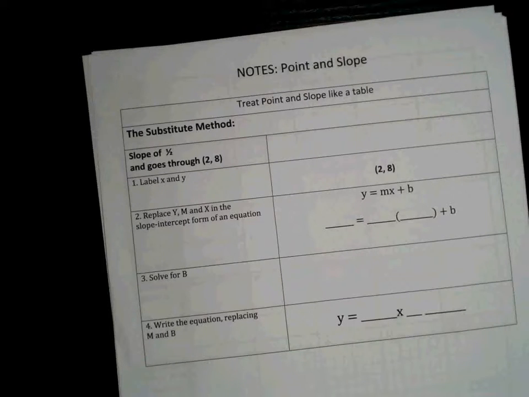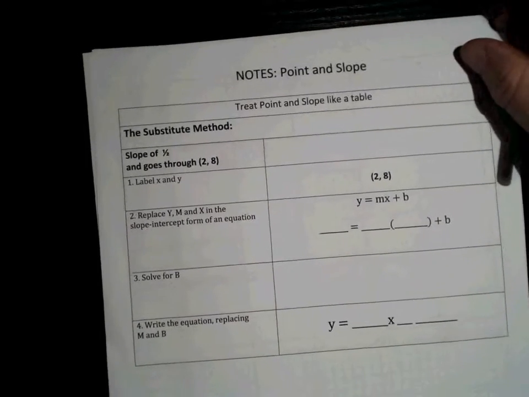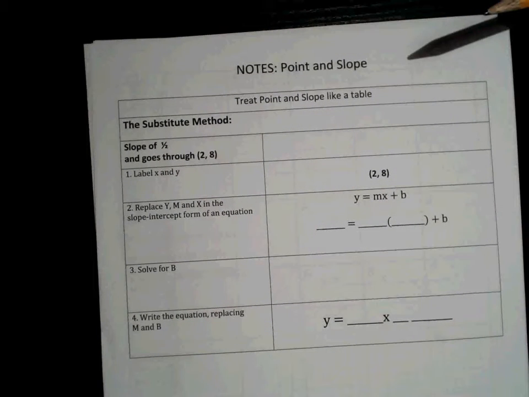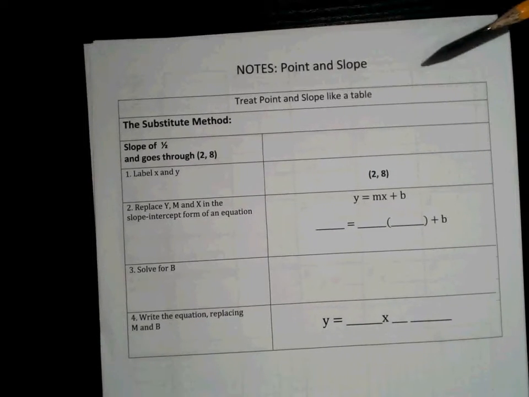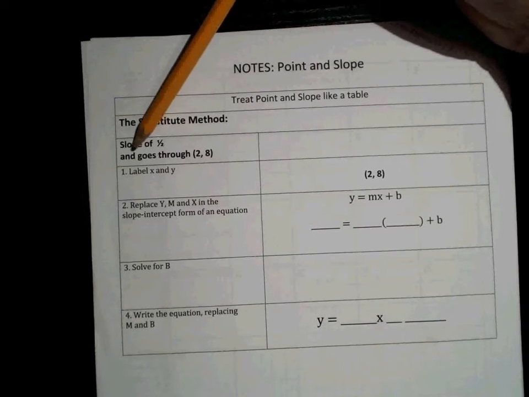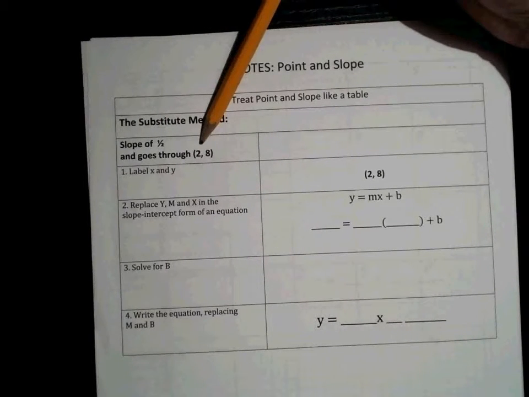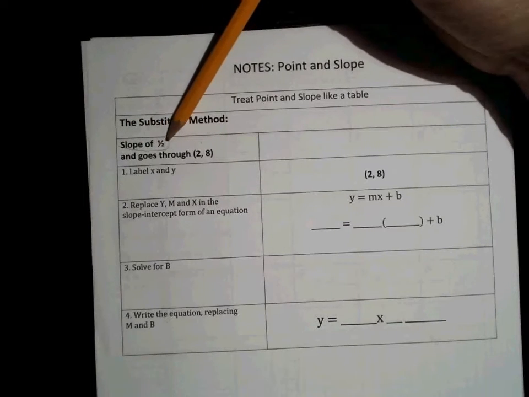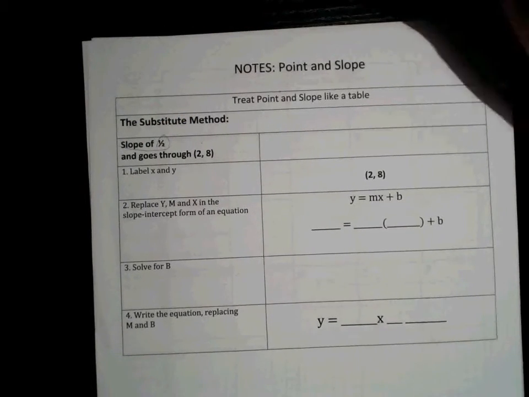Okay, in case you missed the notes on point and slope, how to find an equation from a point and slope, I'm going to go back through them quickly, and they'll be posted here whenever you need them. So, if I give you a slope and a point that it goes through, we can treat it just like it was a table, but we have the added benefit of already knowing the slope. So this is a step-by-step procedure.